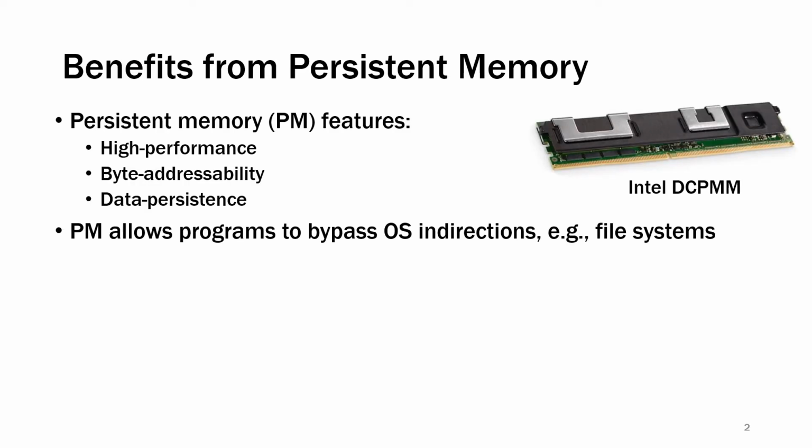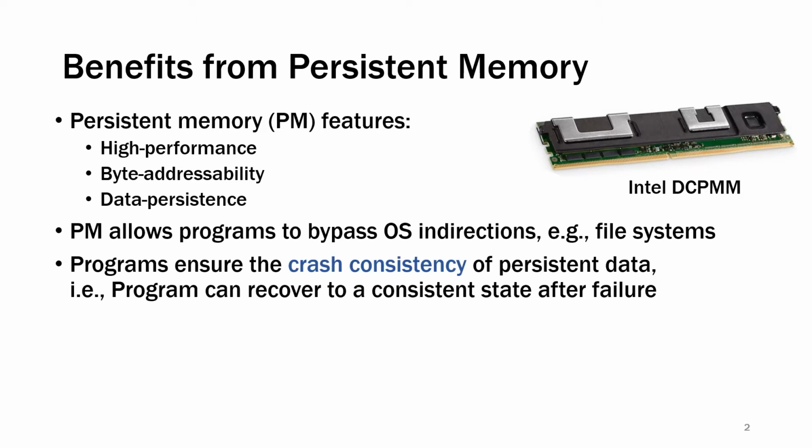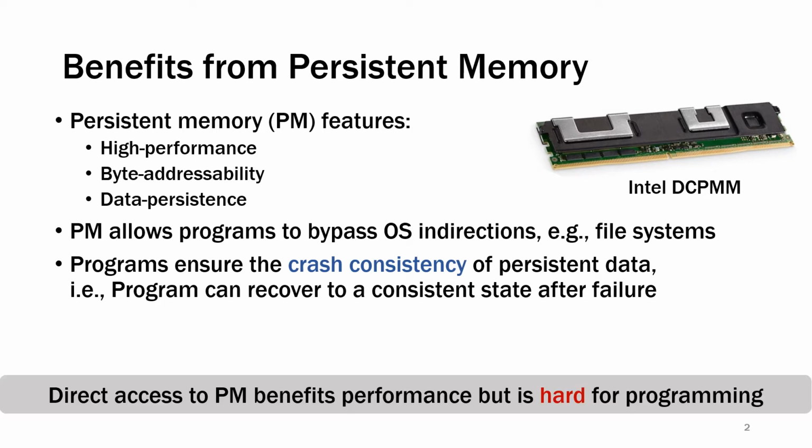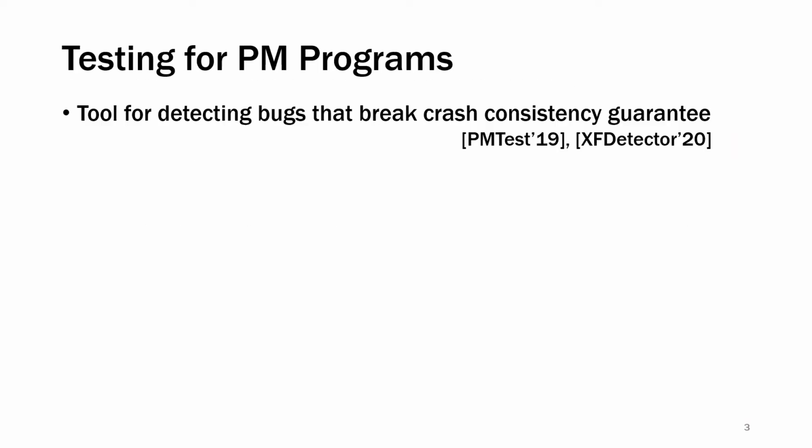I'd like to start with the benefits of using persistent memory. Persistent memory features high performance, usability, and data persistence. It allows programs to bypass OS interactions such as file systems. But the program then needs to ensure the correct consistency of persistent data. In other words, it needs to recover to a consistent state after failure. So, direct access to persistent memory benefits performance, but makes programming harder.